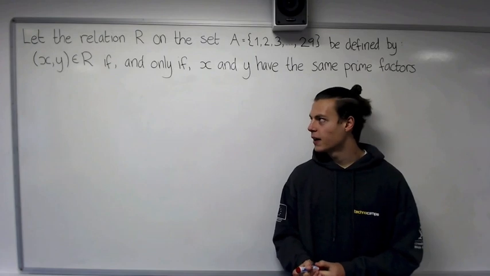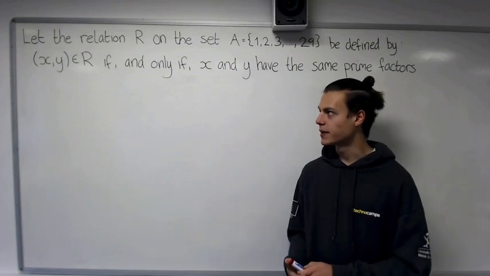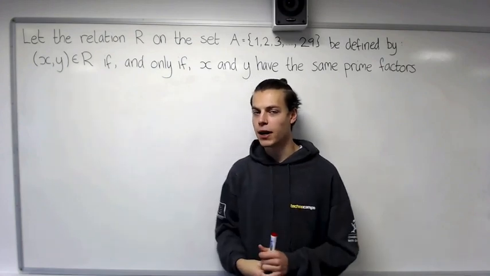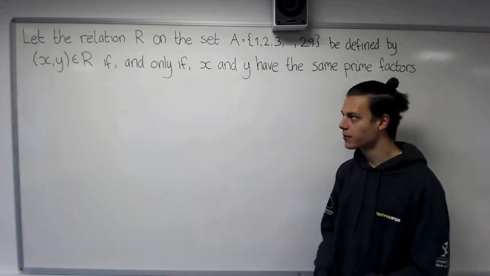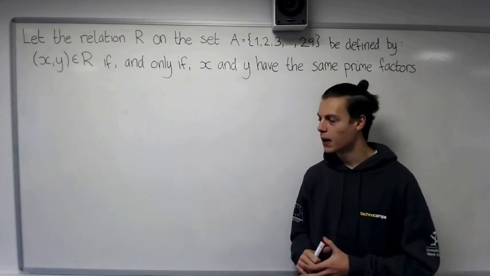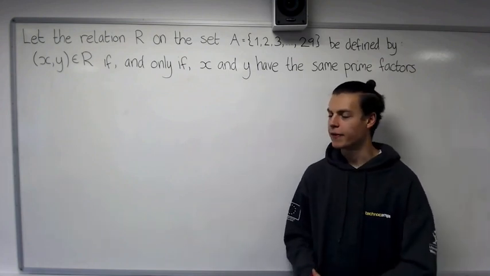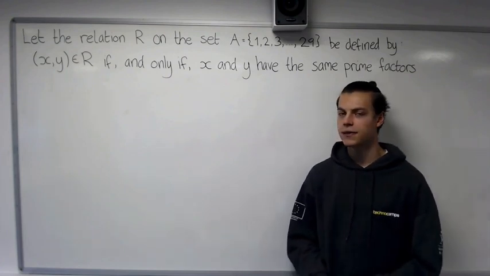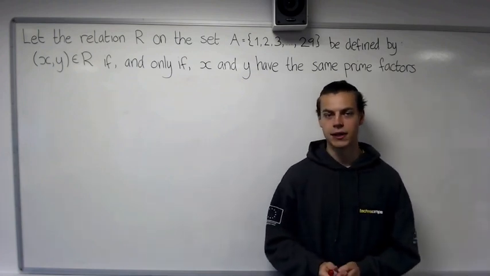Now, clearly a number has the same prime factors as itself, so R is reflexive, and if x has the same prime factors as y, then y has the same prime factors as x. So R is symmetric, and if x has the same prime factors as y, and y has the same prime factors as z, then x and z must have the same prime factors. So R is transitive. So R is reflexive, symmetric, and transitive. So this means exactly that R is an equivalence relation.